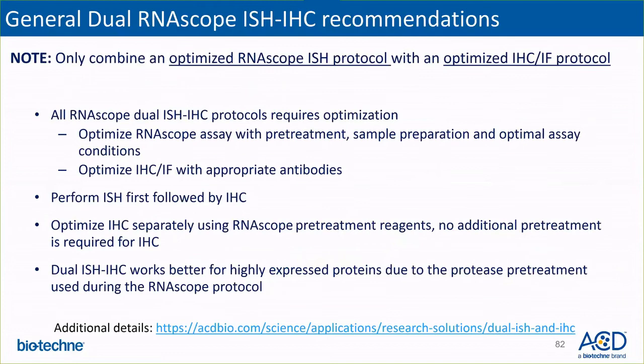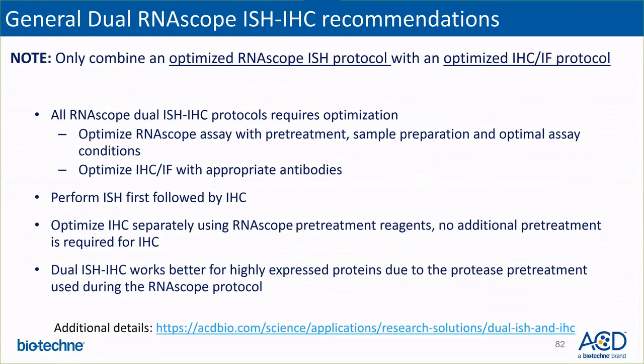Here are some of our recommendations to ensure success with your dual-ISH IHC assays. First, all dual-ISH IHC protocols require optimization. In general, it is recommended to combine a working RNAscope protocol with a working IHC protocol. In addition, work with antibodies and a protocol that are known and already established with your tissue samples. Second, it is advisable to perform ISH first, followed by the immunohistochemistry.